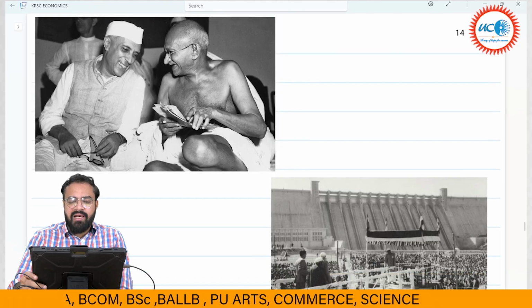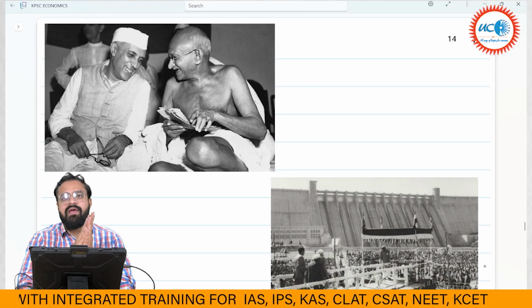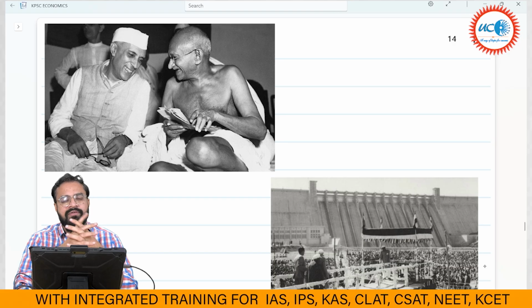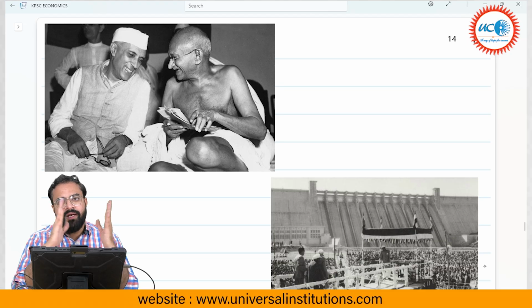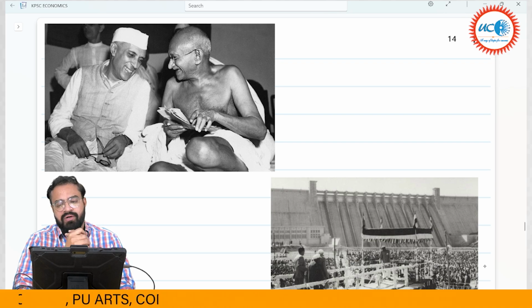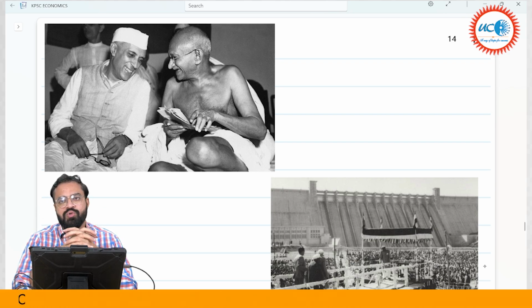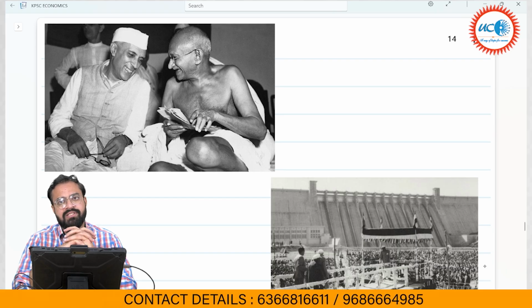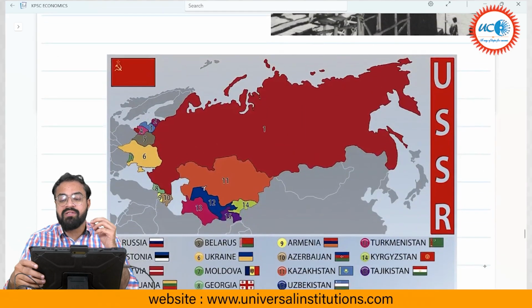So this period, which we refer to as the early phase after independence, the first two decades, since it was dominated by Prime Minister Nehru, we call it Nehruvian economics. There are two fundamental things we need to understand about Nehruvian economics. One, Nehru was a staunch socialist. He was very much inspired by the socialism that existed in the Soviet Union.